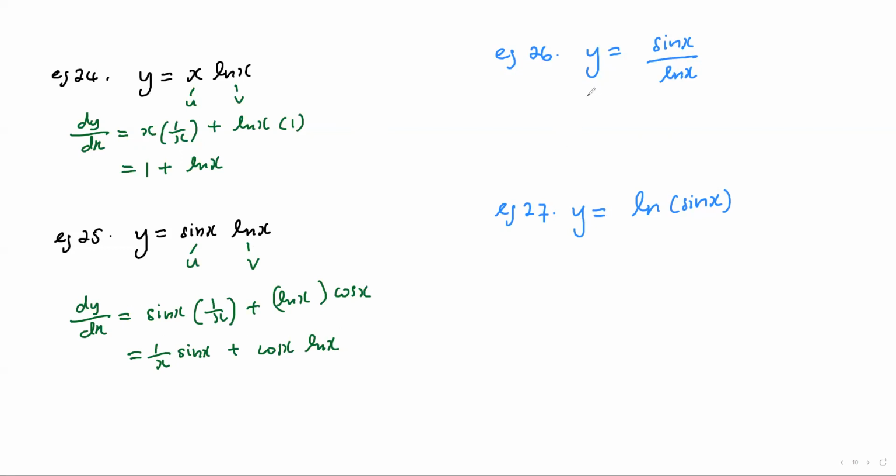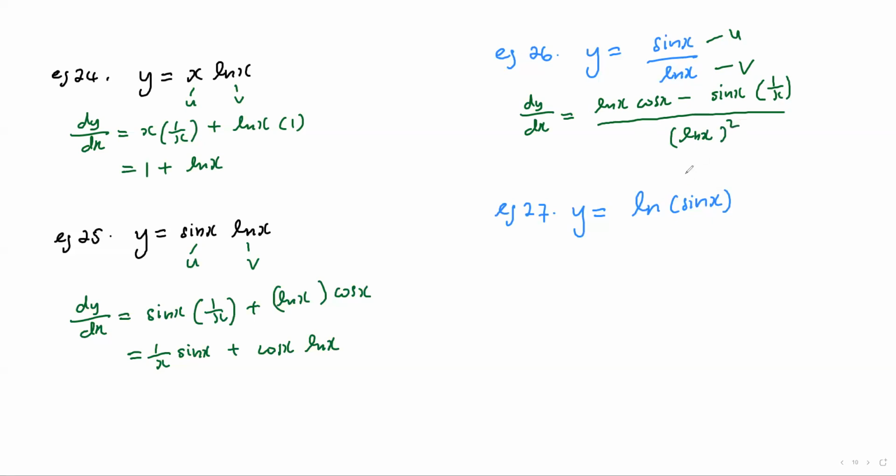Okay, so for example 26, we can use the quotient rule. So this is u and this is v. So dy/dx is equal to v times du/dx, which is cosine x, minus u times dv/dx, which is 1 over x, over v squared. So this is the square of ln x. Okay, so you can just leave your answer like that. There's really nothing much to simplify.